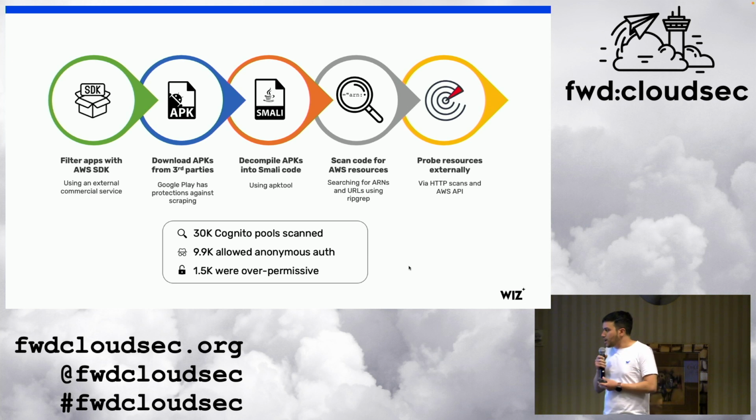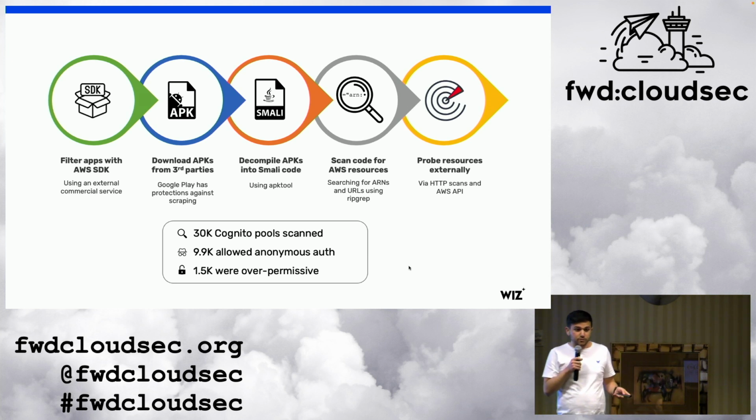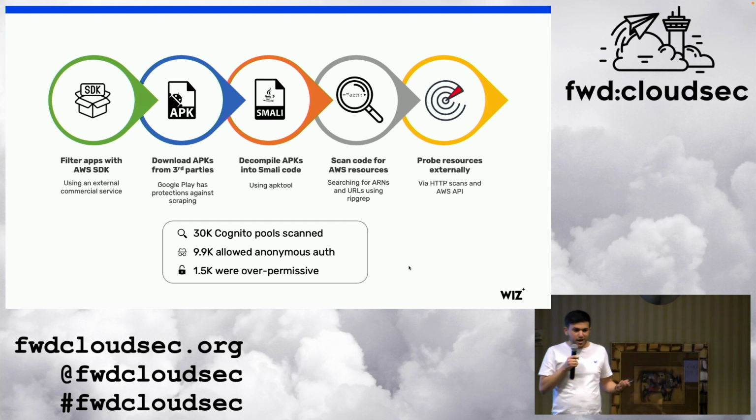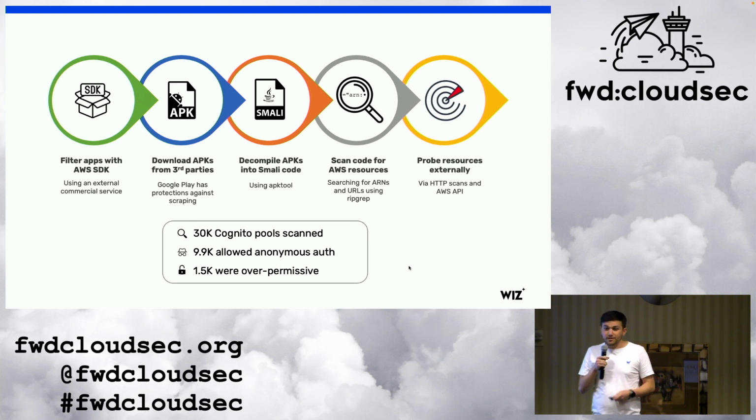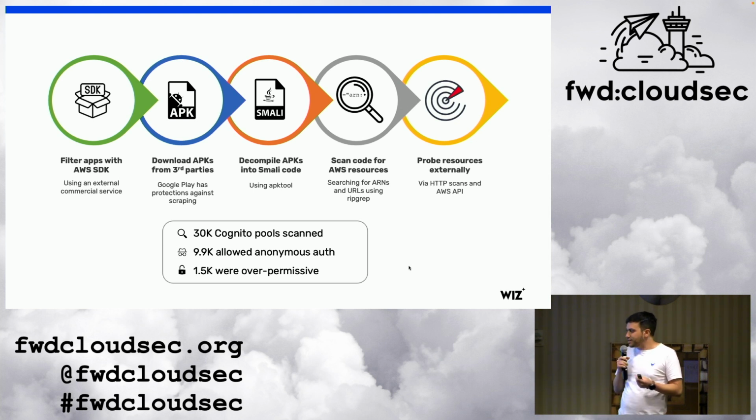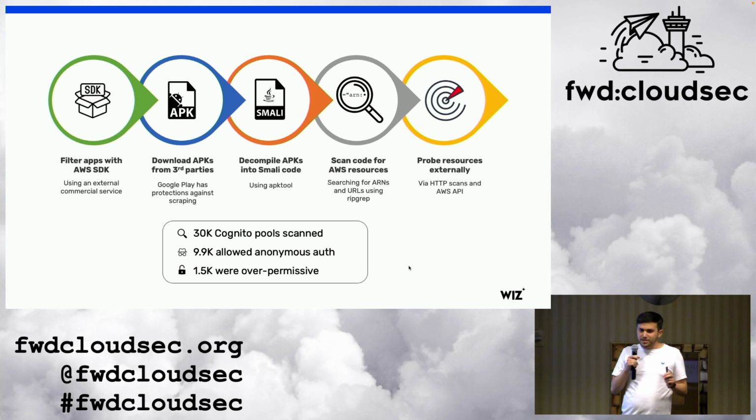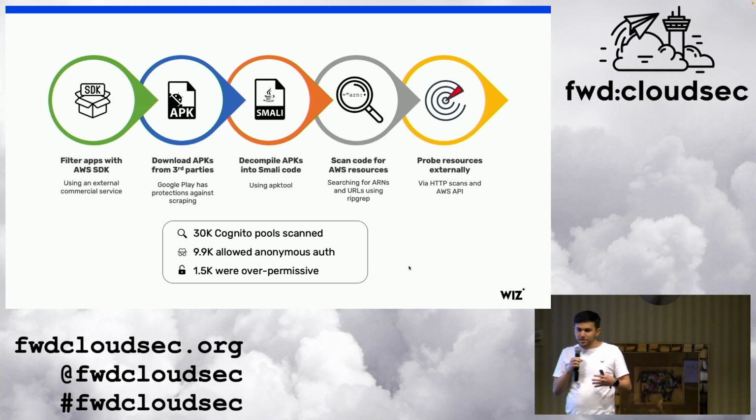This is what we found on Cognito. We scanned about 30,000 Cognito pools that we found. All of them are still valid. Out of those, almost a third of them allowed anonymous authentication. And out of all of the anonymous authentication pools, 1.5 thousand were over-permissive, meaning that they allowed us access to something asterisk. For example, the entire S3 access for the account, entire SNS access for the account, entire SQS, etc. It's worth noting that with Cognito pools, each and every one of those 1.5 thousand pools is an initial access point for an entire AWS account, for an entire organization. So the impact of every single one of those could be exponential.